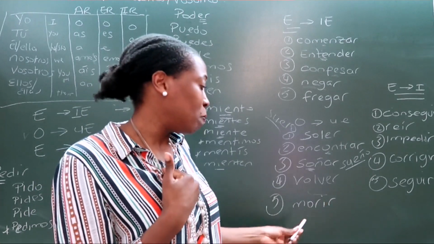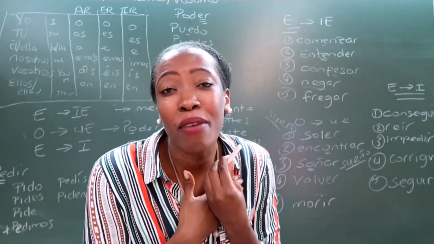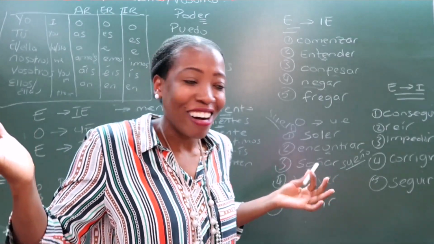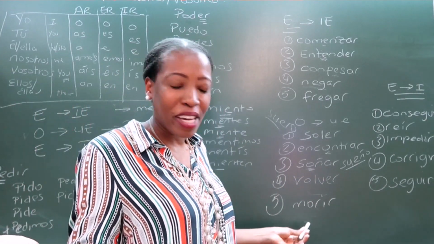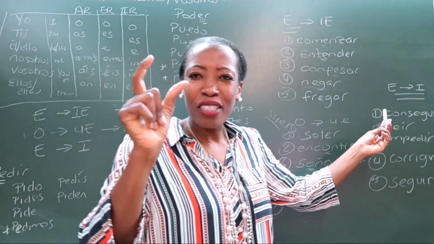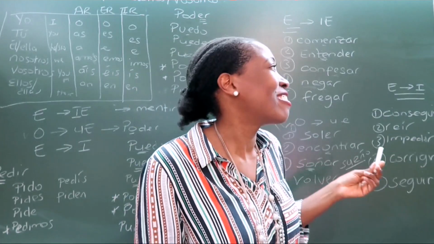Volver is to return. We would say vuelvo. Morir, to die. Me muero de las ganas de ir a Jamaica. Okay, I am dying to go to Jamaica. Muero, okay? Muero. I put a lot of stress on my singular R's. I need to stop doing that.